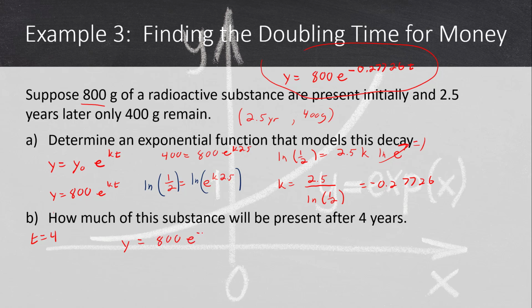times e to the negative 0.27726 times 4. And that will give us that y is equal to 263.9 grams, which will round to 264 grams.